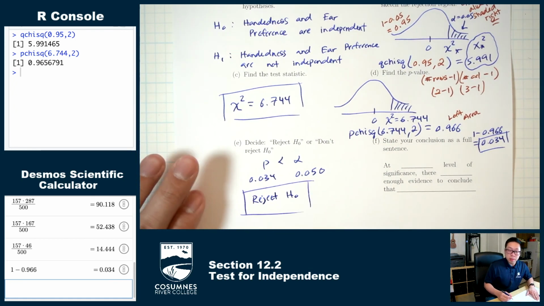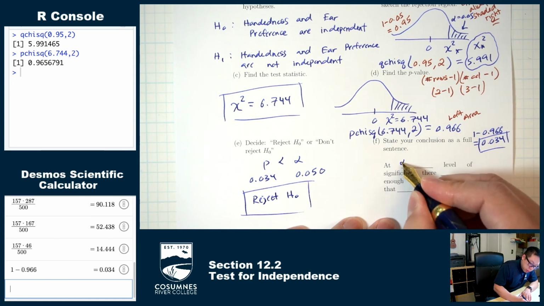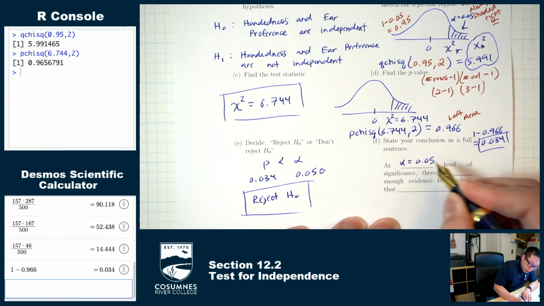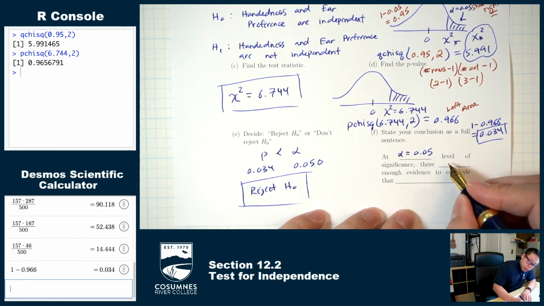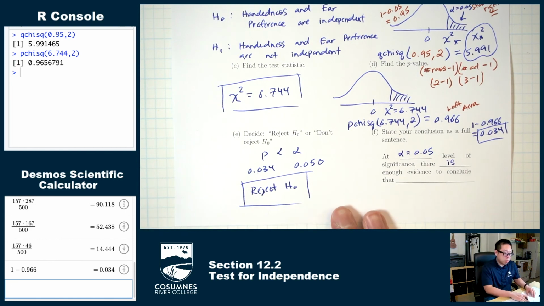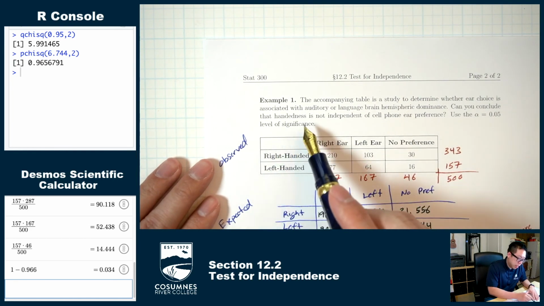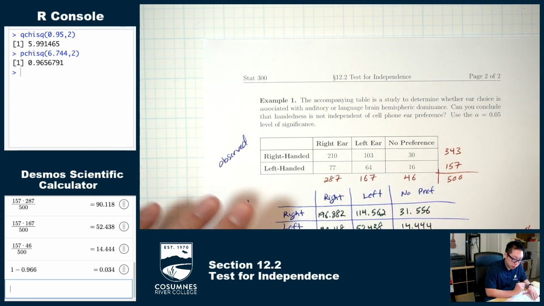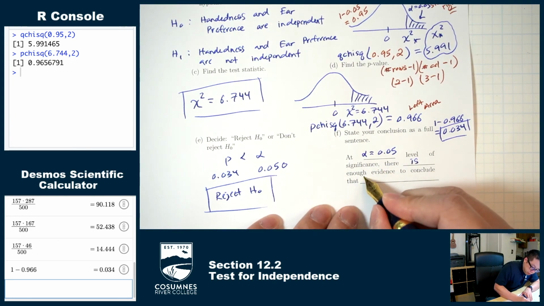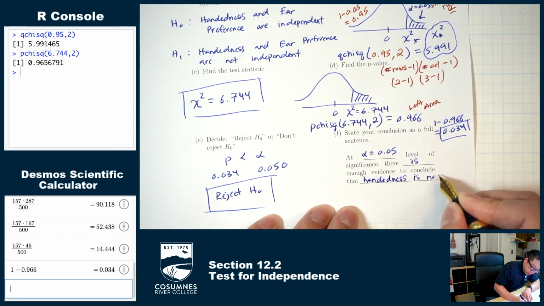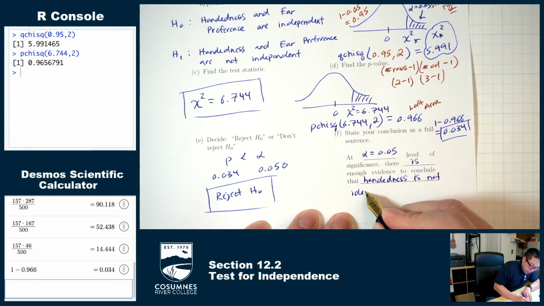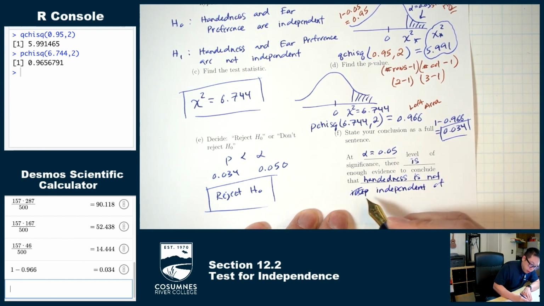And then finally, our sentence. At alpha equals, state your significance level, 0.05. There is or is not enough evidence. Because we did reject, there is enough evidence to conclude that, what are we trying to conclude? Can you conclude that handedness is not independent of cell phone ear preference? So handedness is not independent of cell phone ear preference.